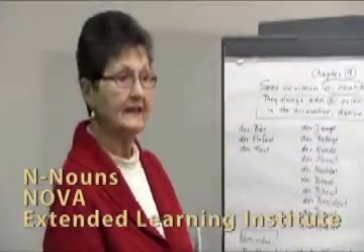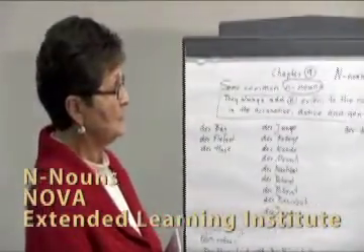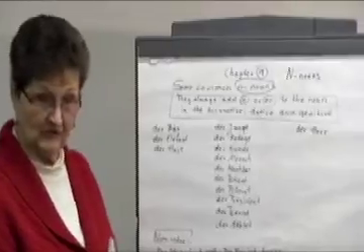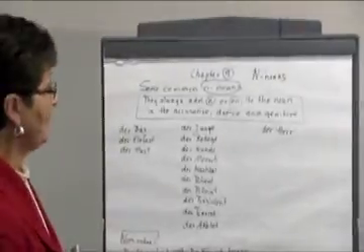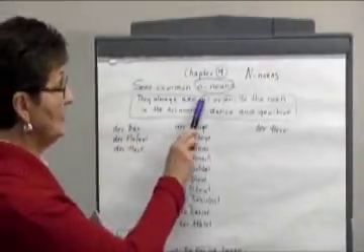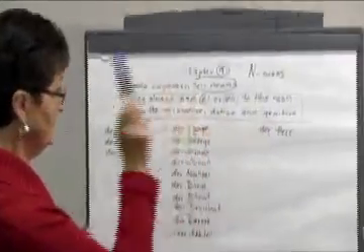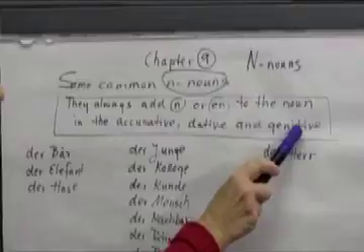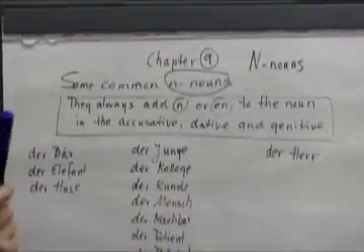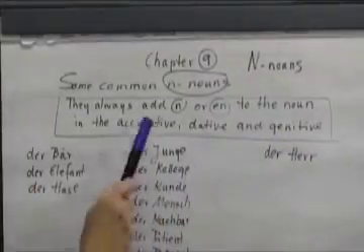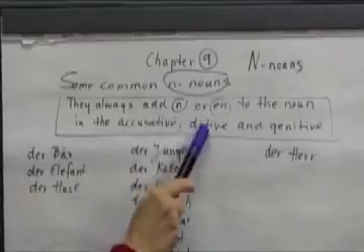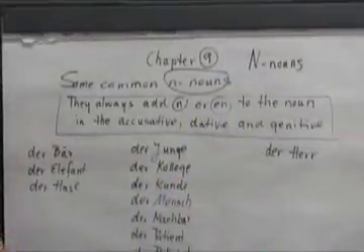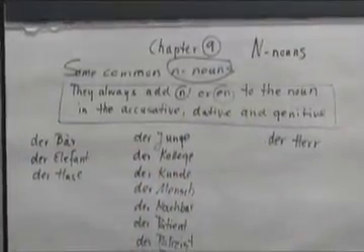Chapter 9. Let's look at some nouns which are called N-Nouns, because they always add the letter N or EN to the noun in the accusative, dative and genitive case, but not in the nominative. So remember, only in the accusative, dative and genitive case. And what are these nouns?